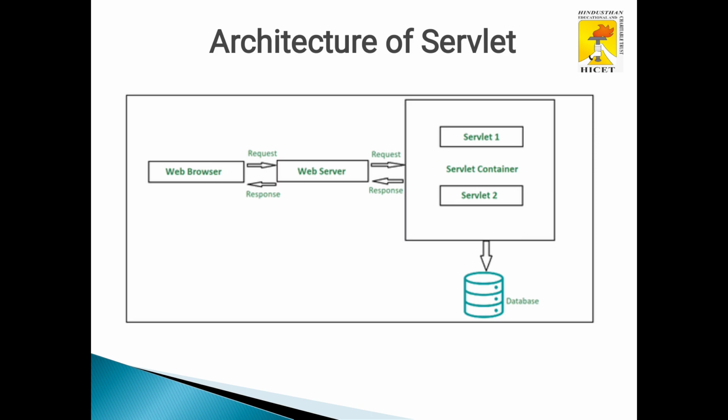The next stage is request handling. The servlet container invokes the service method of the servlet, passing the HTTP servlet request and HTTP servlet response objects. The service method determines the type of HTTP request and dispatches it to the appropriate method.